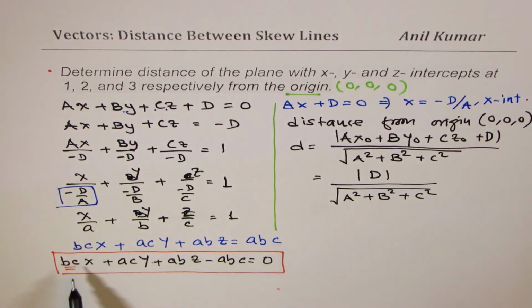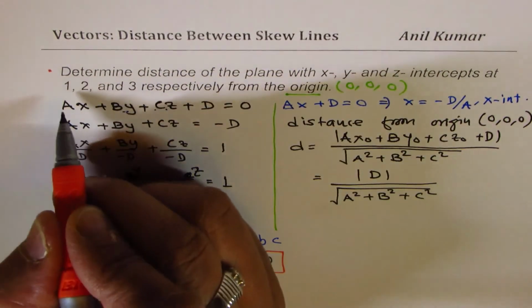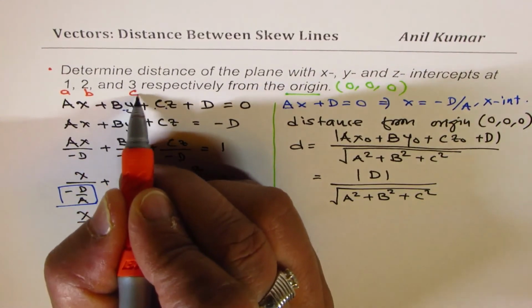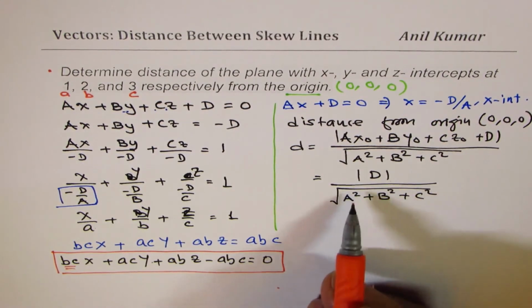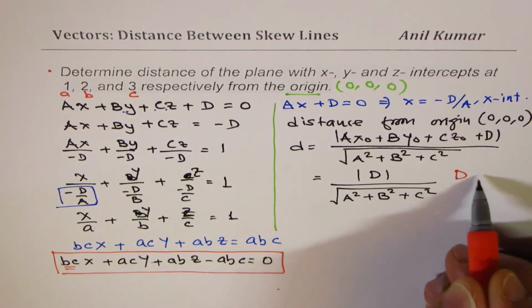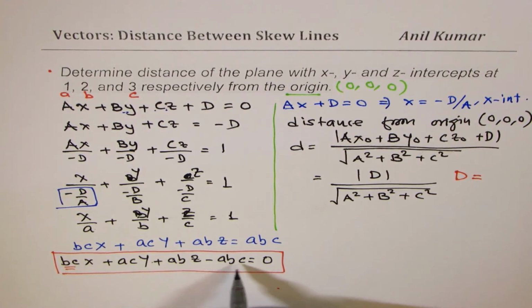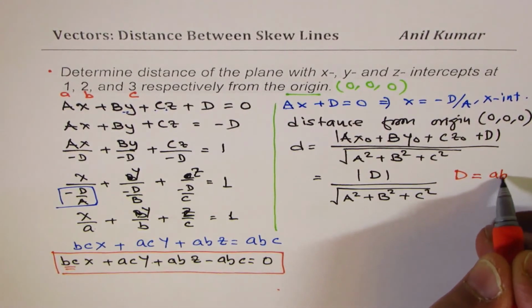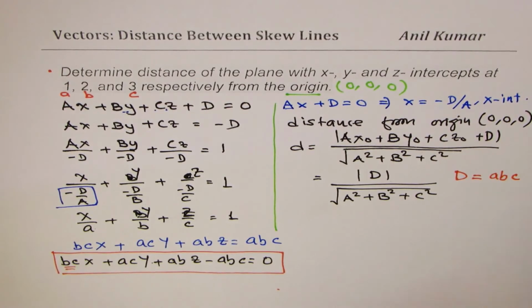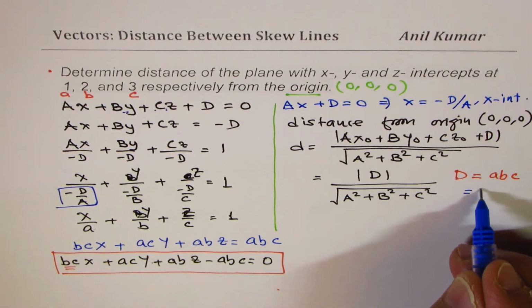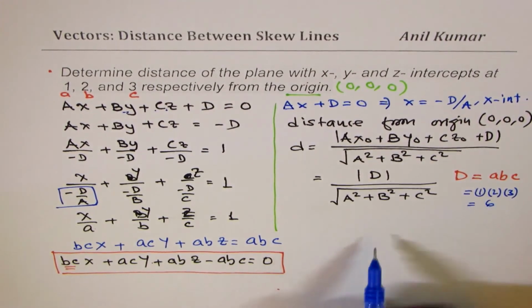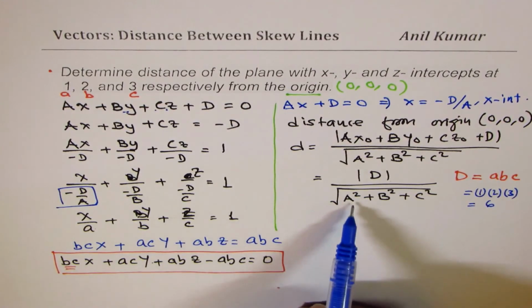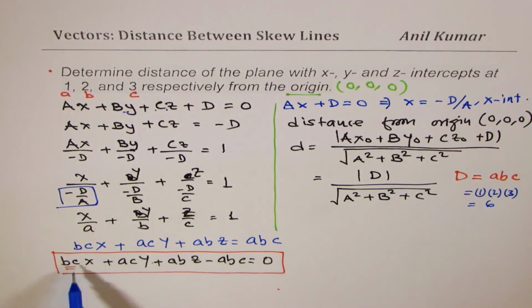Now in our case, we know what A, B, C are, right? So this is A for us. Let me write down. X intercept A, this is B and that is C. Substituting these values, we can actually find the distance. So we know that D is equal to minus of ABC, which is ABC. That means the value of D is basically 1 times 2 times 3, which is 6, right? And the coefficients A, B, C we will substitute here, right?